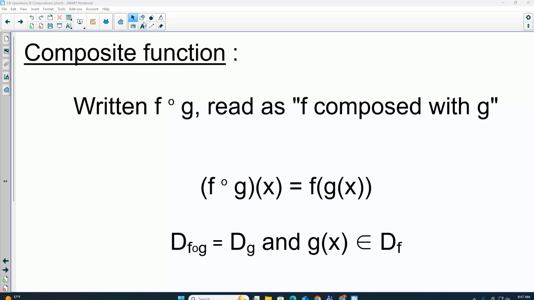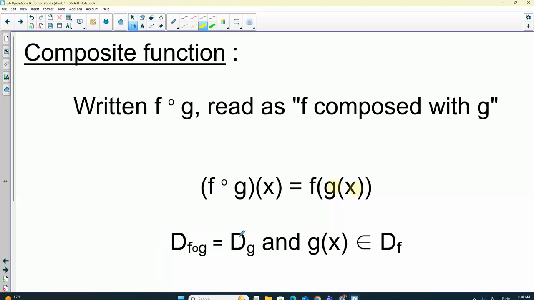This little circle means a composition. Other times it might be written with parentheses. But you always start with the inside. So you'll take whatever x is, plug it into g, get that answer, and then plug it into f. Okay, and you can have more than two functions together. You just always work inside out. Start on the inside, get your answer, plug that into the next one.